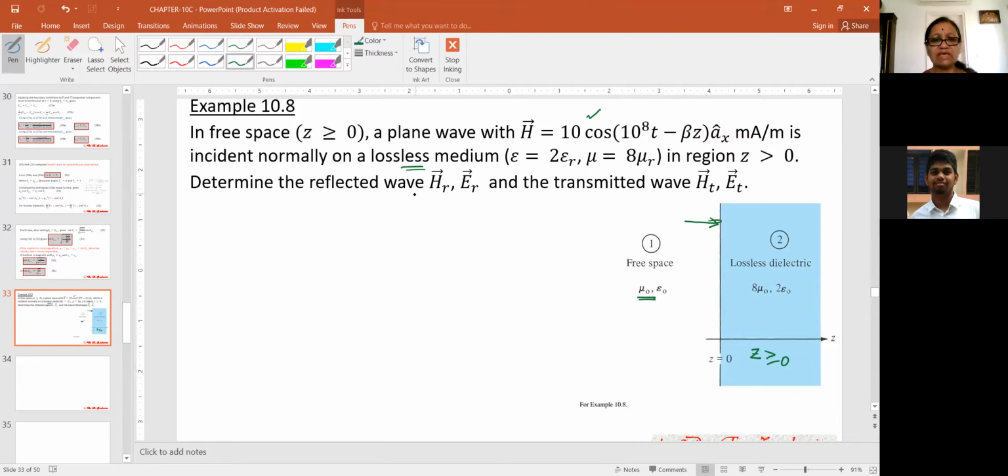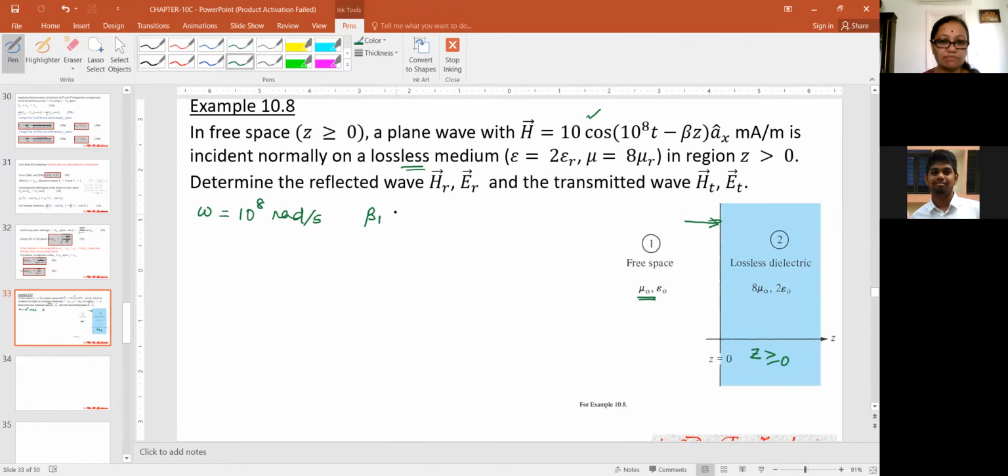Now determine the reflected magnetic field, reflected electric field, transmitted magnetic field, and transmitted electric field. Please follow this problem very, very carefully. The first thing we will do is note that omega is given as 10 to the power of 8 radians per second. Once you have omega, we can immediately calculate beta 1.